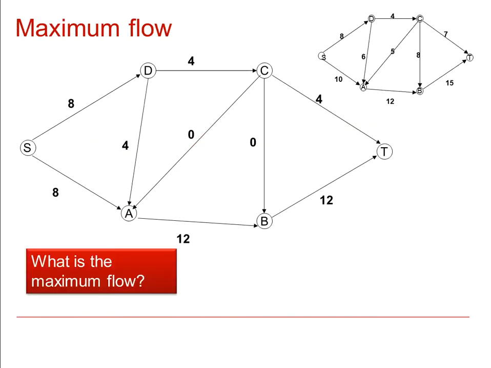So there's our flow pattern, and we say, well, what is the maximum flow? And of course it's 16. We can see that there's 4 and 12 flowing into T, 16. How do we know it's a maximum?